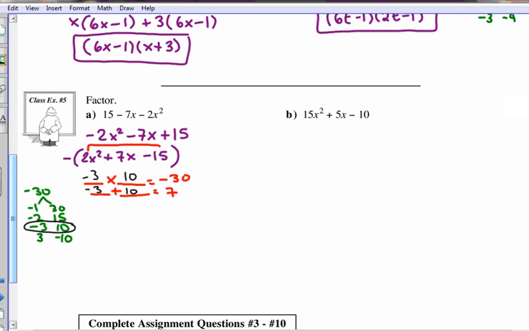Okay, so the difference here is we still have that negative in front, but everything else is the same. So we're going to break up our middle term just like we did before. Instead of writing positive 7x, inside we have 2x squared, and we're going to write minus 3x plus 10x, and then we still have minus 15.